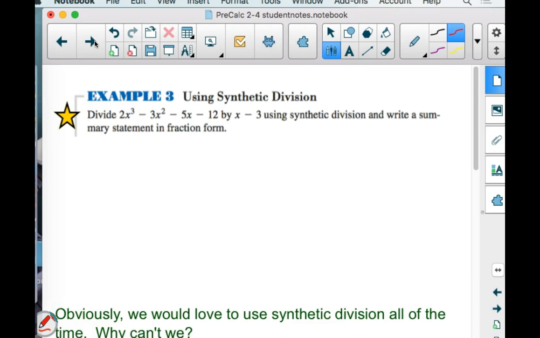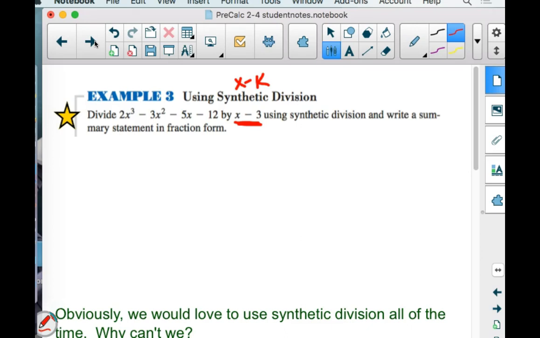And we're going to go ahead and divide that by x minus 3. So the first thing I ask myself is, well, can I use synthetic? And absolutely I can use synthetic because this is that form of x minus 3. And when we're done, it says write a summary statement in fraction form. So we want to see what happens here.